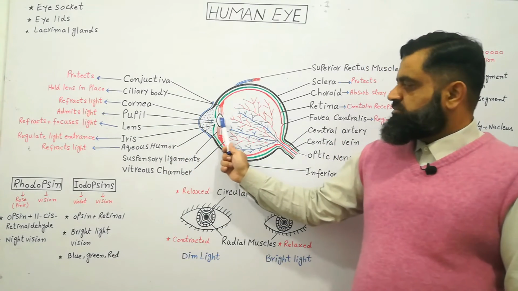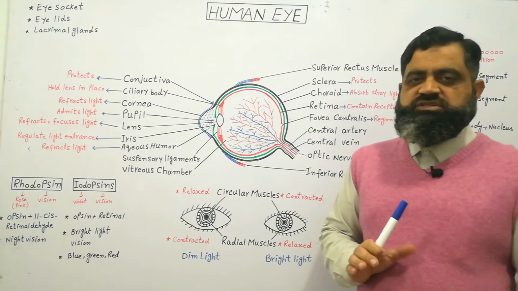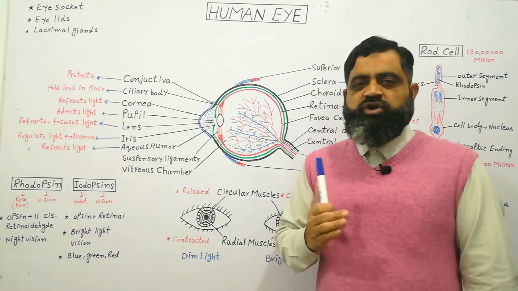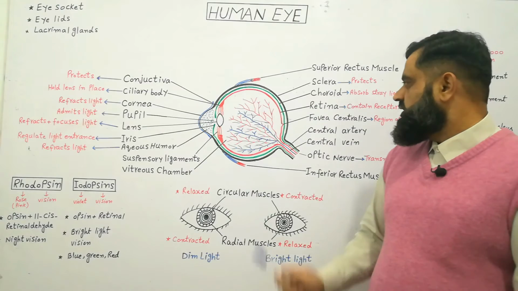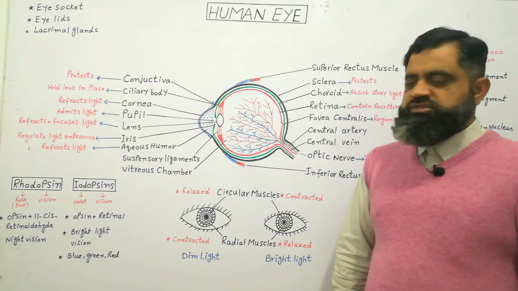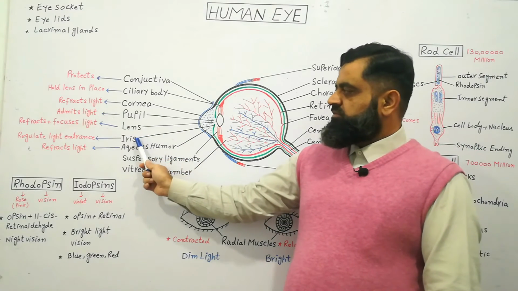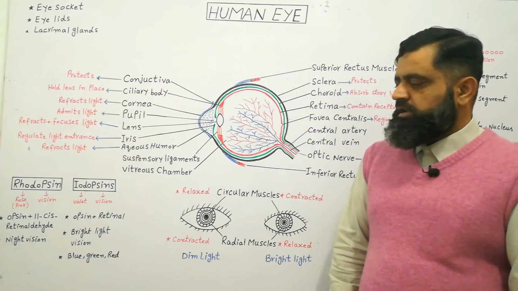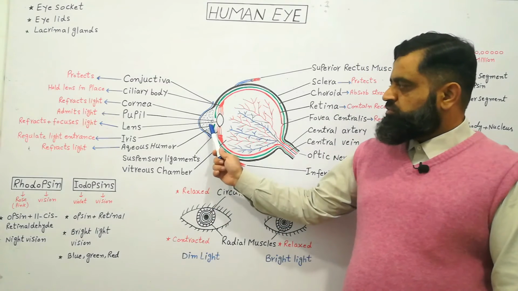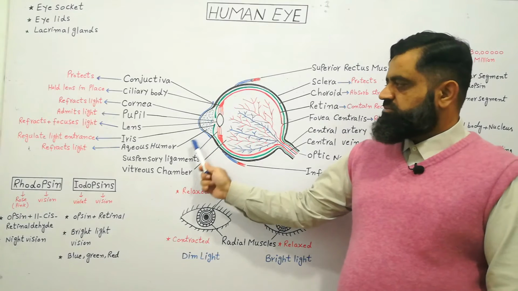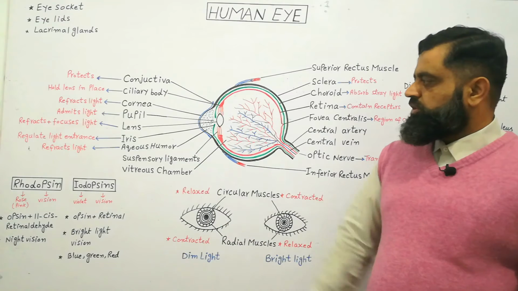Lens is just behind the pupil. It refracts and focuses light. Its convexity changes when we are seeing a far object or a near object, and it focuses light on the fovea, which is a point where rods and cones are present. Upper and lower iris regulate light entrance by making the pupil smaller or larger. Aqueous humor, which is a fluid present in the anterior chamber, refracts light and puts light into this hole.